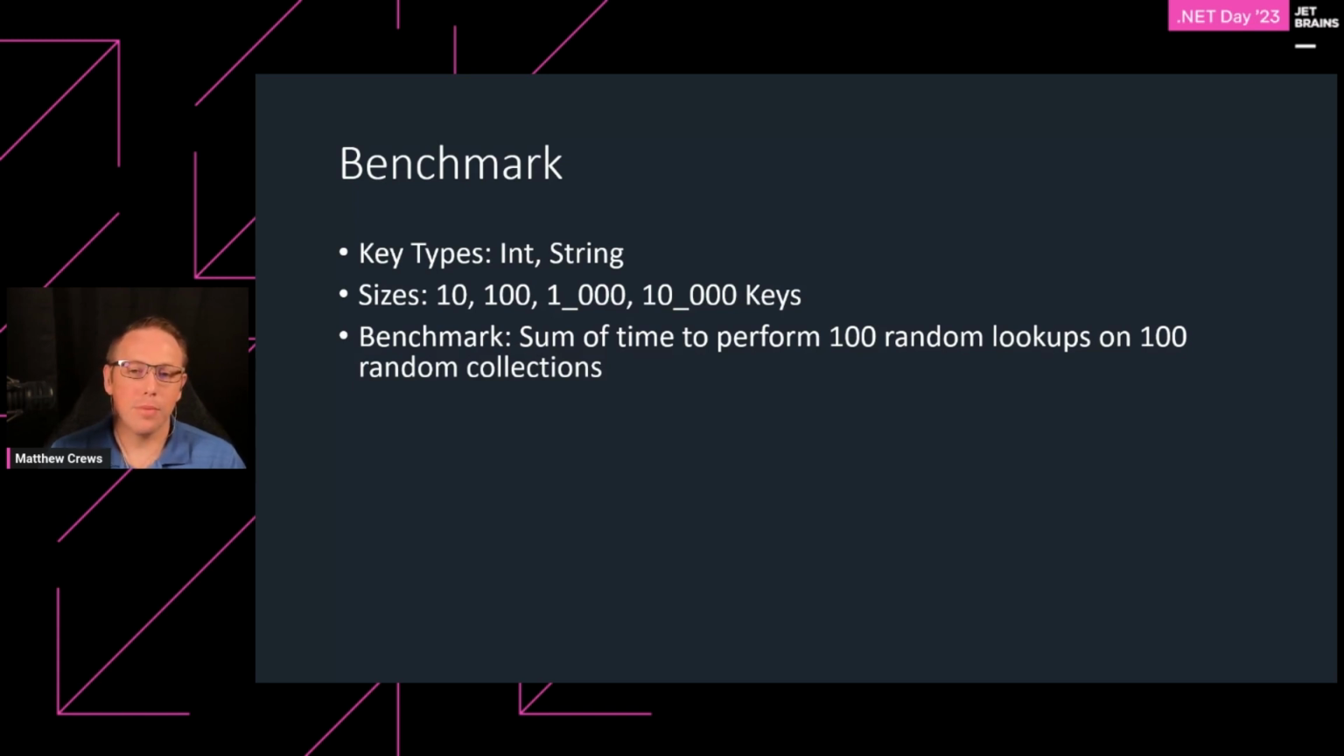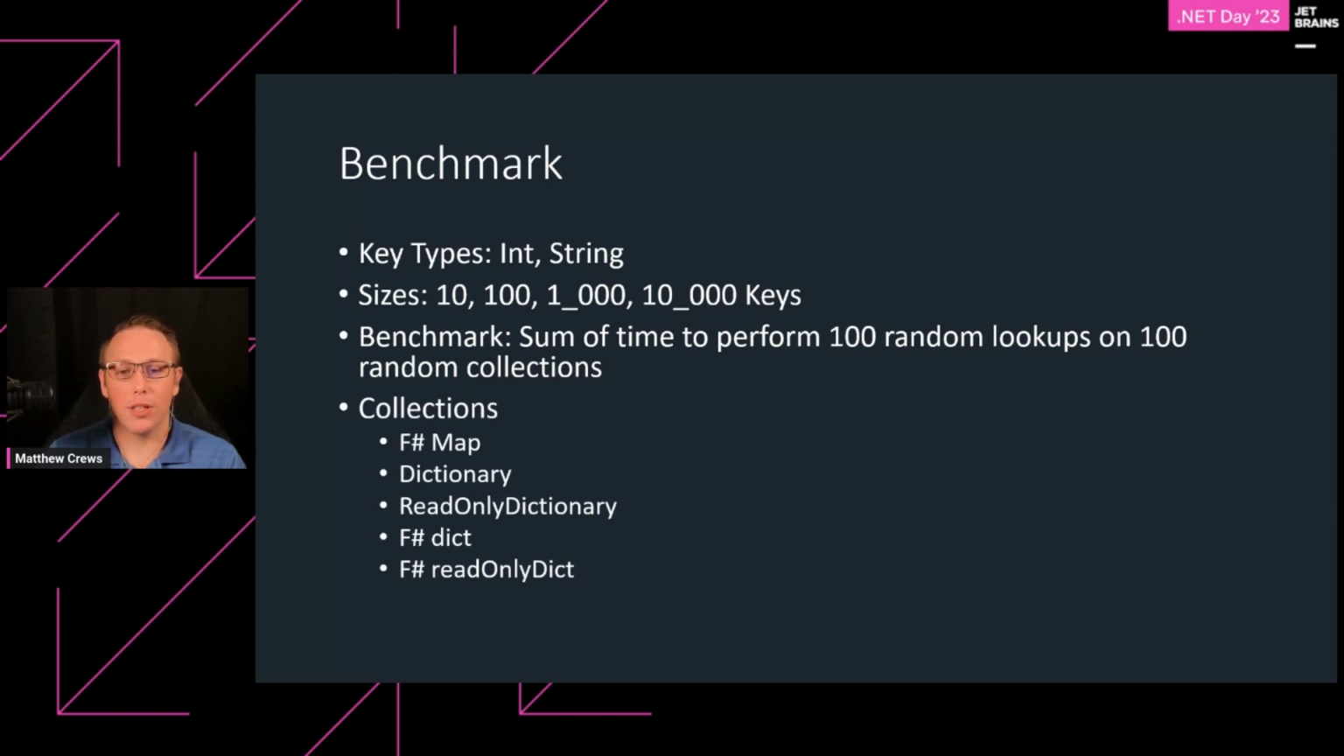And I decided to start with the default collections available in F Sharp. So the F Sharp map, the .NET dictionary, the read-only dictionary, F Sharp dict, and F Sharp read-only dict, which are convenience functions for creating these key value lookup collections.